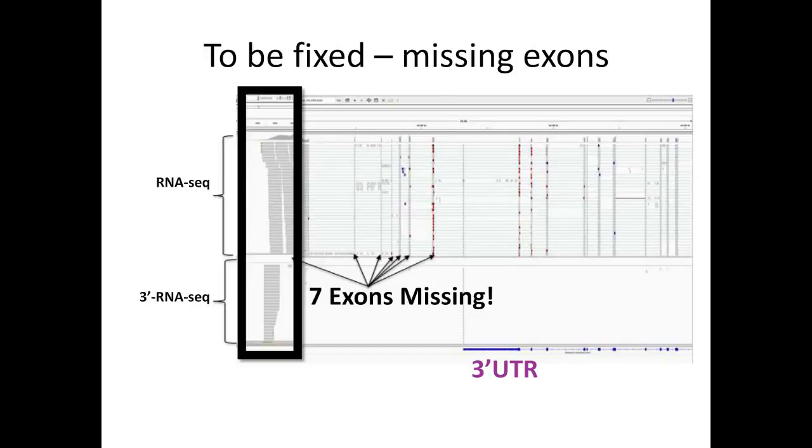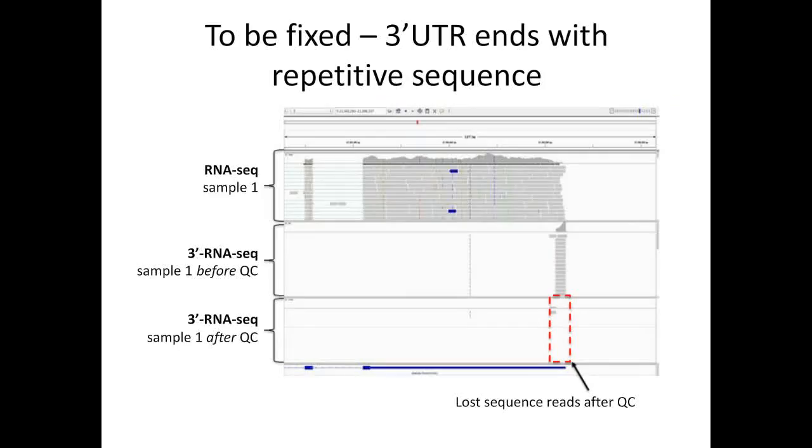If we fix this type of problem, we may still improve our correlation. Another problem was, as you remember, we also used the criteria to remove repetitive sequence, because at the end of the transcript there are sometimes repetitive sequences. This is before QC and this is after QC. Before QC means we didn't remove repetitive sequence. After QC, we removed the repetitive sequence.